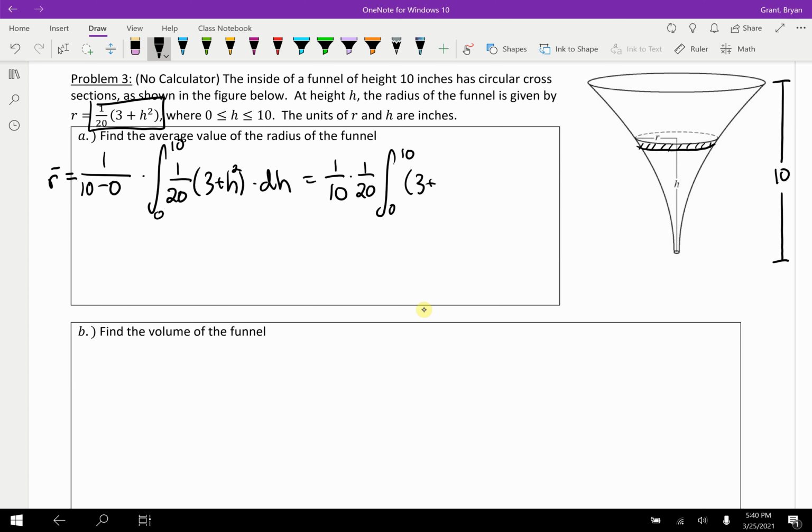I think we'll probably have to do the same thing we did on the previous problem. In order to find this antiderivative, we'll multiply all this out. 10 and 20 are going to combine to make 200. Integral from 0 to 10. This becomes h to the 4th plus 6h squared plus 9.